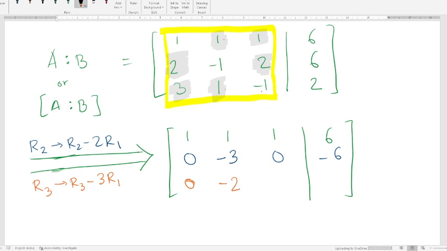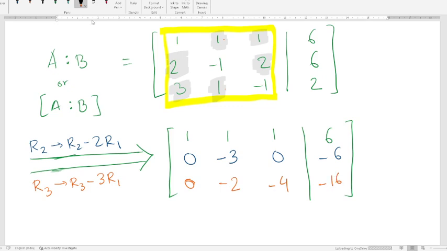Negative 1, the third column, negative 1, third row, minus 3 times first row, 1. So minus 1 minus 3, that is minus 4. Fourth column on the right side of the line, 2 minus 3 times row 1 element, that is 6. So 2 minus 18, that is negative 16.